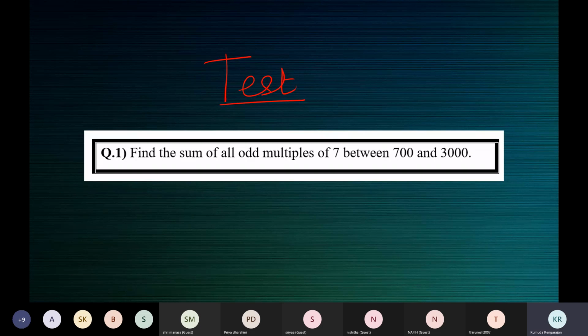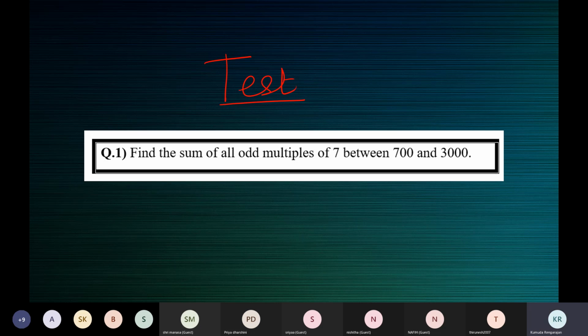$328 is right, yeah. Because now we got 164, right? Should be correct. 328 should be correct. But Priyadarshini, I wouldn't encourage that procedure because that's a roundabout. You can directly find the number of odd multiples between 700 and 3000. Please do it that way.